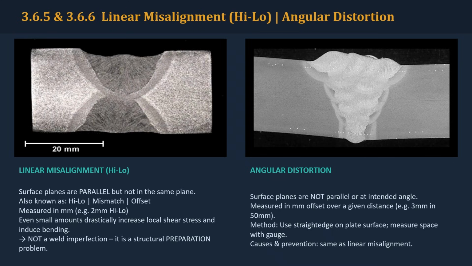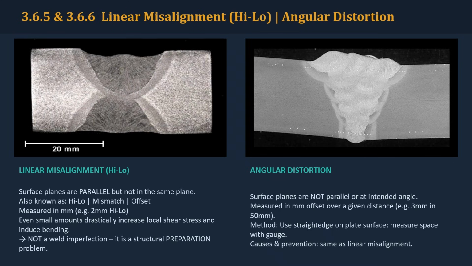An important point from the presentation is that linear misalignment is fundamentally a joint preparation or fabrication issue rather than a weld metal imperfection. Nevertheless, it is assessed during welding inspection because it can influence structural behavior and acceptance. Even a relatively small high-low can introduce local stress and bending effects.